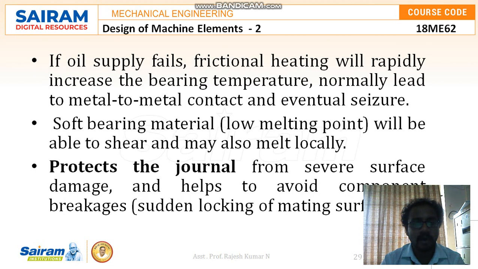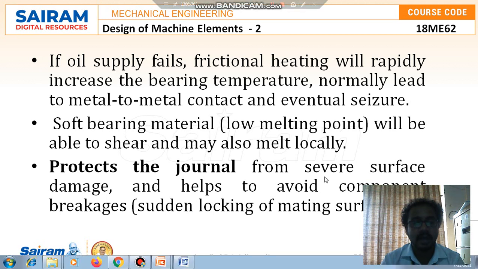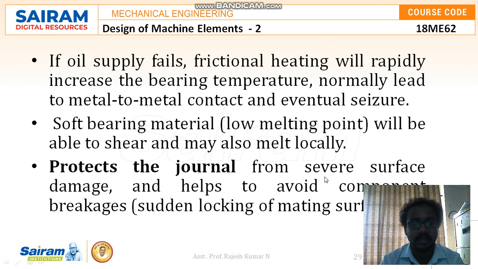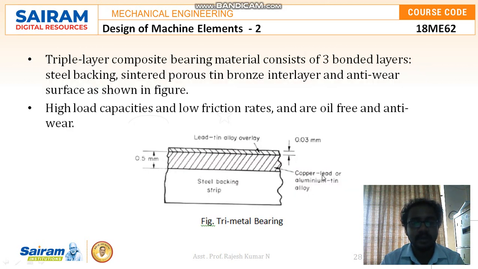And finally, if oil supply fails, frictional heating will rapidly increase the bearing temperature, normally leading to metal contact and eventual seizure. Soft bearing materials with low melting point will be able to shear and may also melt locally, protecting the journal from severe surface damage, and helping to avoid component breakages, that is sudden locking of mating surfaces.